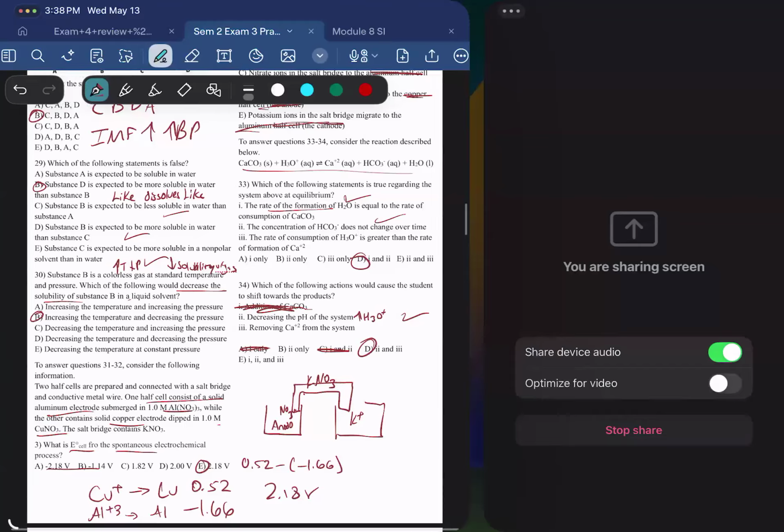Any questions regarding 33 and 34? Okay.